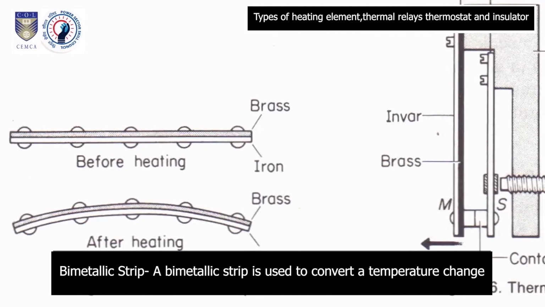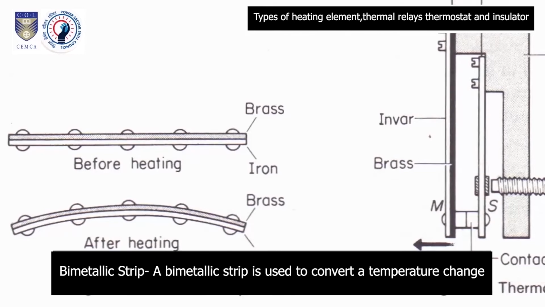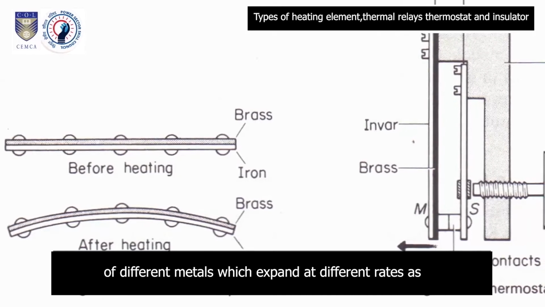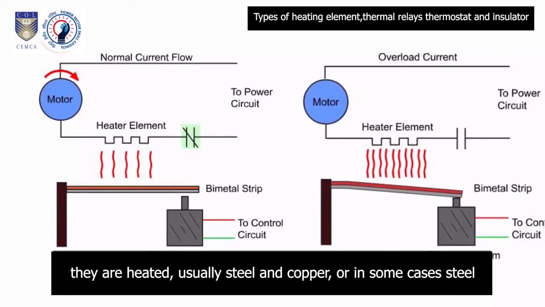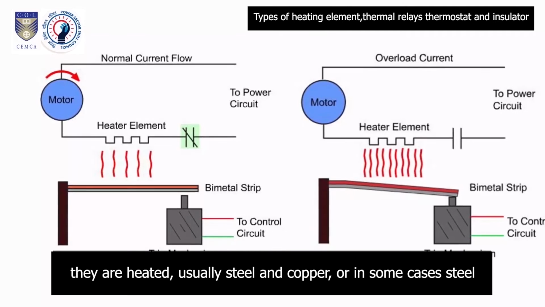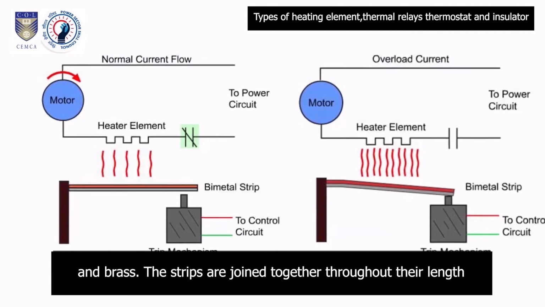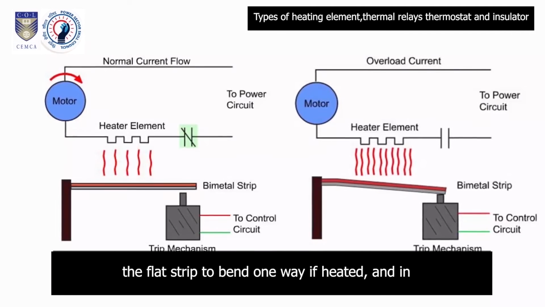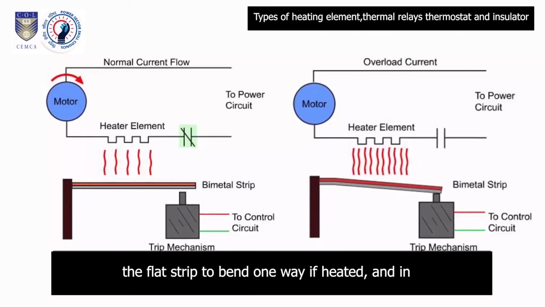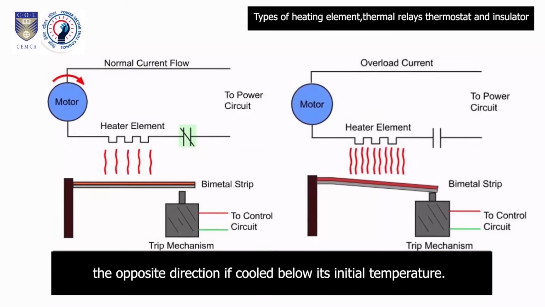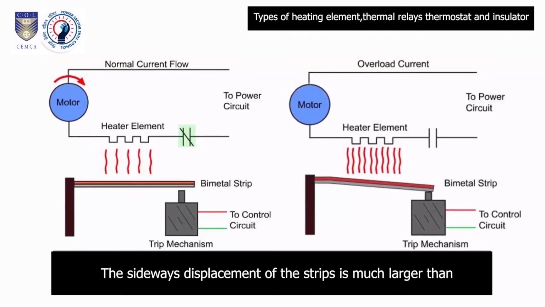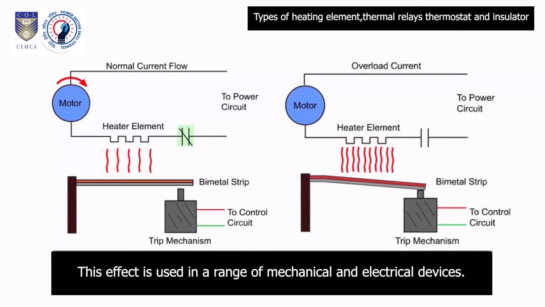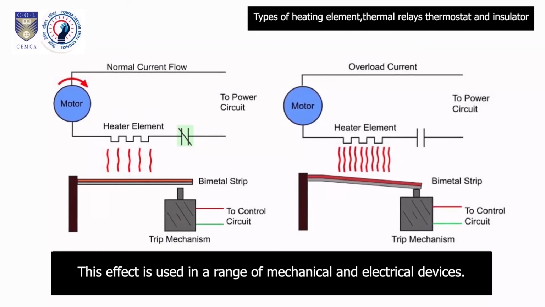Bimetallic strip. A bimetallic strip is used to convert a temperature change into mechanical displacement. The bimetallic strip consists of two strips of different metals which expand at different rates as they are heated, usually steel and copper, or in some cases steel and brass. The strips are joined together throughout their length by riveting, brazing, or welding. The different expansions force the flat strip to bend one way if heated, and in the opposite direction if cooled below its initial temperature. The sideways displacement of the strips is much larger than the small lengthways expansion in either of the two metals. This effect is used in a range of mechanical and electrical devices.